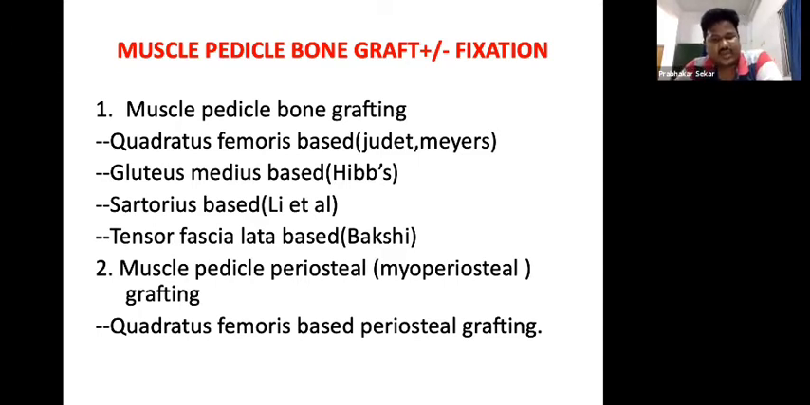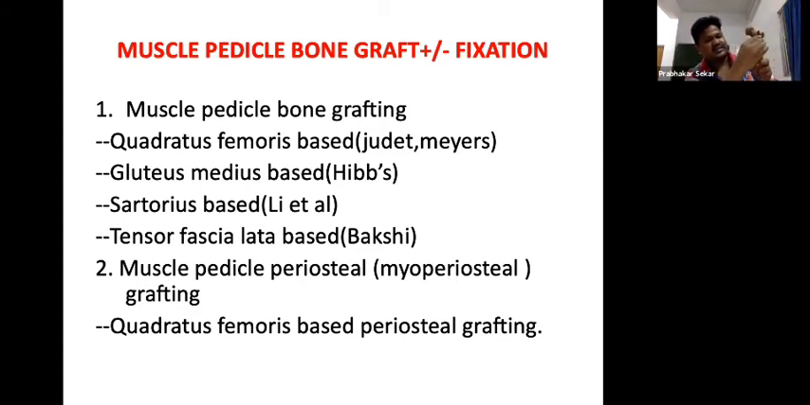Then coming to the muscle pedicle bone graft. If the femoral head vascularity is poor, that is doubtful, you go for a muscle pedicle bone graft, based on a piece of bone that is quadratus femoris based. It may be Meyers or Judet. A piece of bone is taken along with the quadratus, the portion where the quadratus femoris gets inserted. A piece of bone with quadratus femoris is taken.